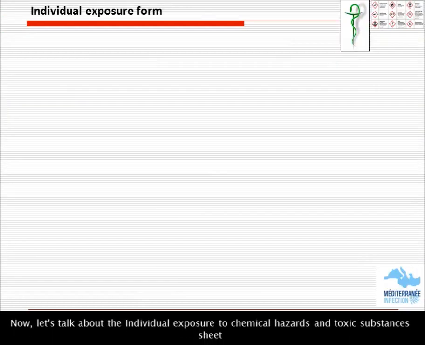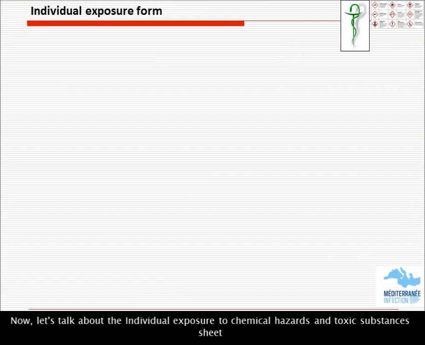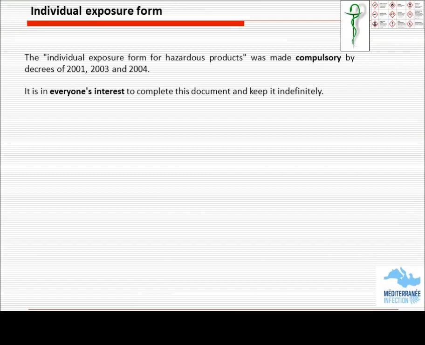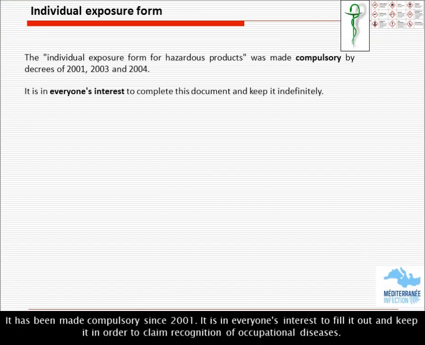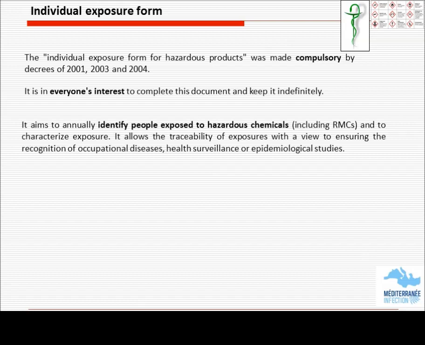Now, let's talk about the individual exposure to chemical hazards and toxic substances sheet. It has been made compulsory since 2001. It is in everyone's interest to fill it out and keep it in order to claim recognition of occupational diseases. It aims to identify annually those exposed to dangerous chemicals.